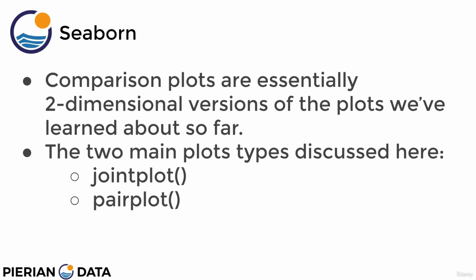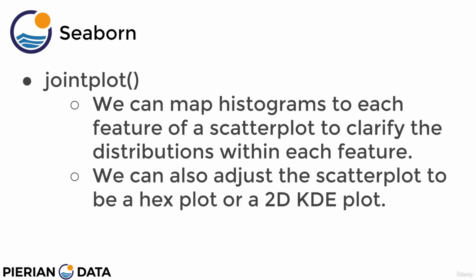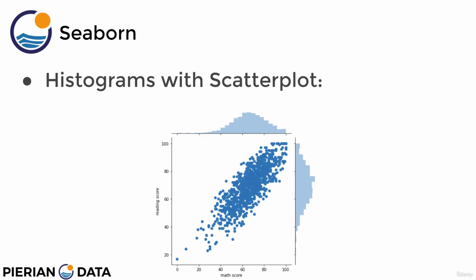The two main plot types we're going to be discussing are the joint plot within Seaborn, as well as the pair plot. So let's start with the joint plot. What we can do with the joint plot is map histograms to each feature along with a scatter plot to clarify the distributions within each of those features in the scatter plot. What's also nice about the joint plot is you can adjust the scatter plot to be a hexagonal plot or hex plot or a two-dimensional KDE plot. Let's work through some examples here.